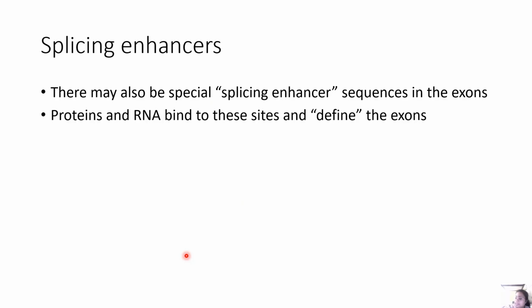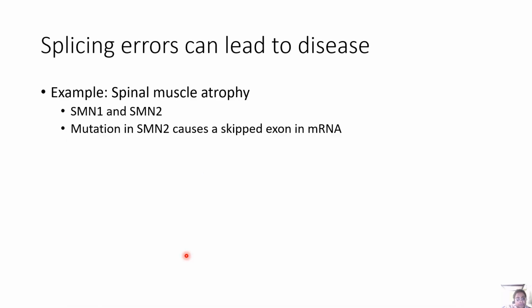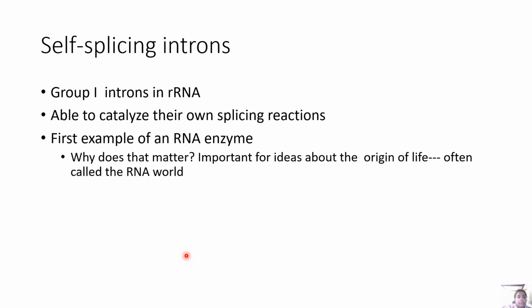Now, what are splicing enhancers? There may also be special splicing enhancer sequences in the exons. Proteins and RNA bind to these sites and define the exons. Now, splicing errors can lead to disease, for example, spinal muscular atrophy. There are two genes, SMN1 and SMN2. Mutation in SMN2 can cause a skipped exon in the mRNA.